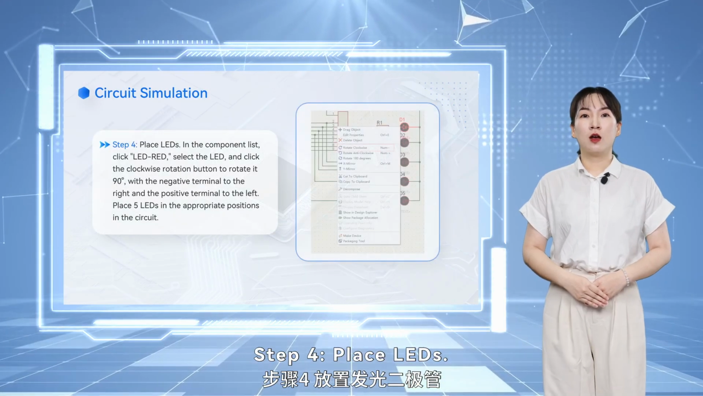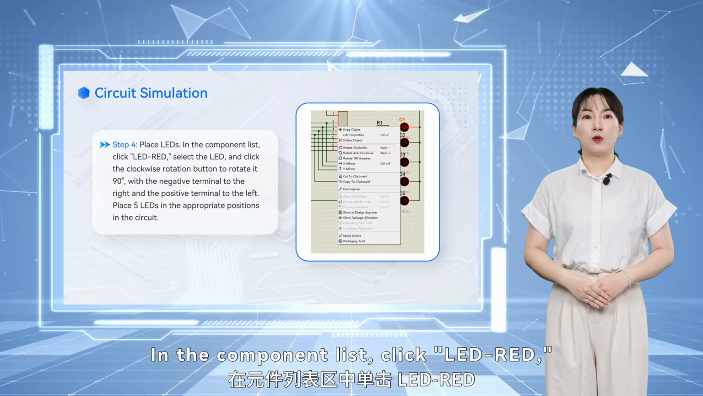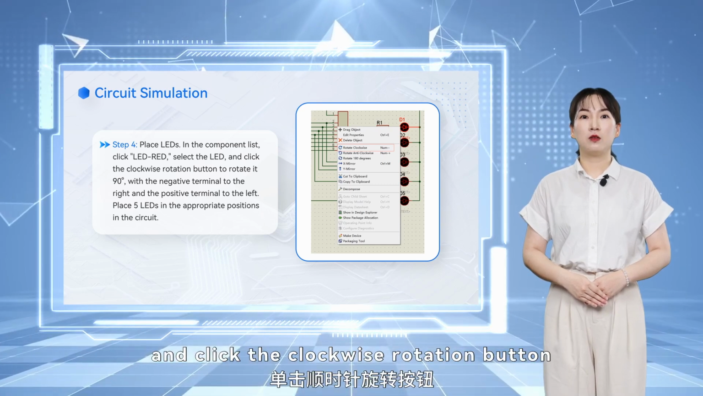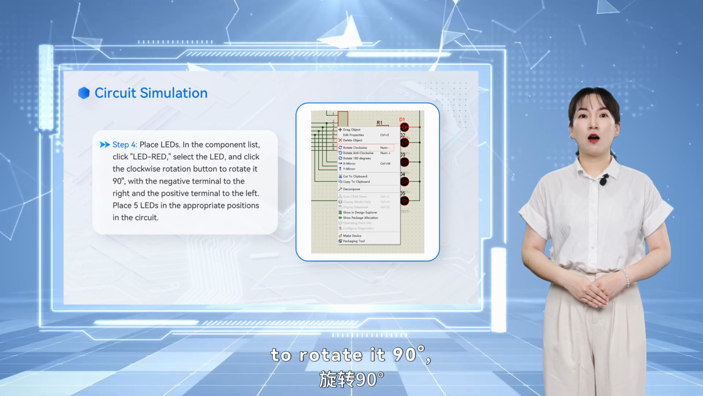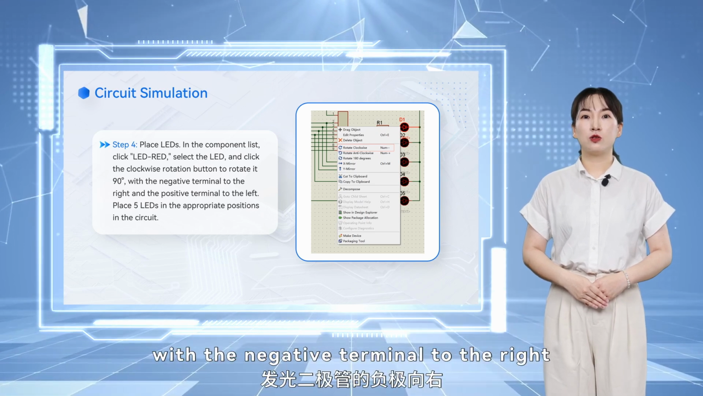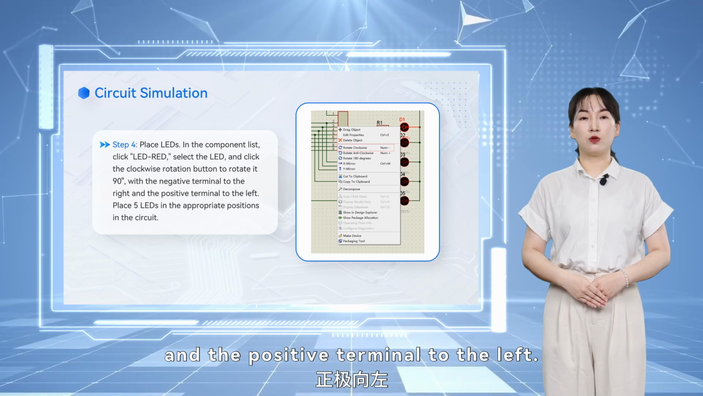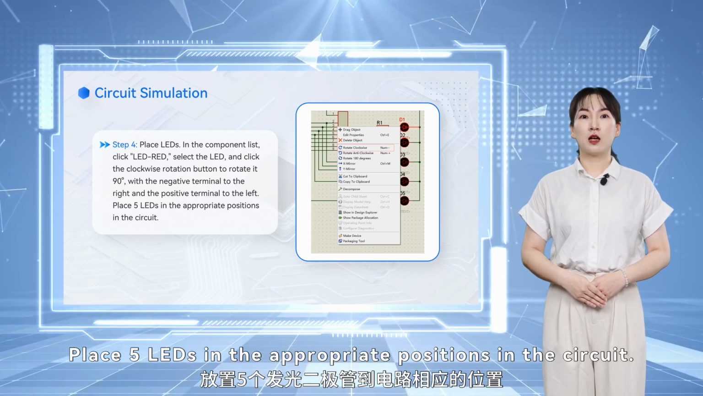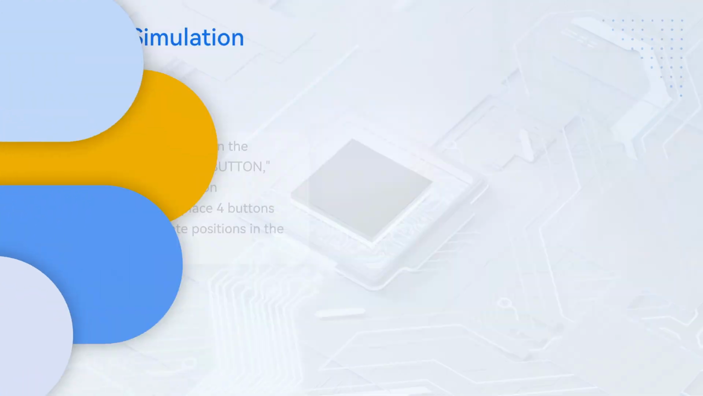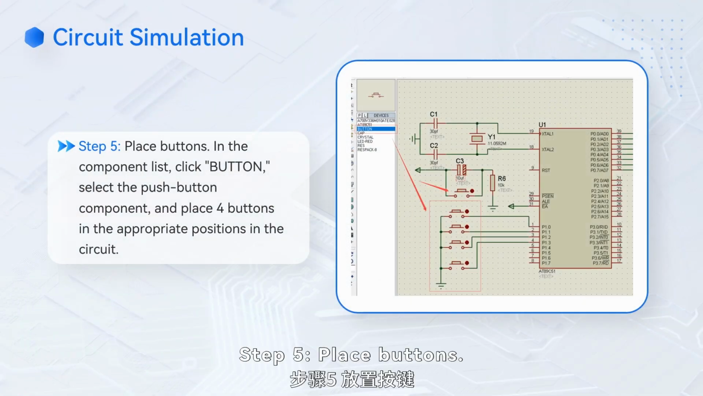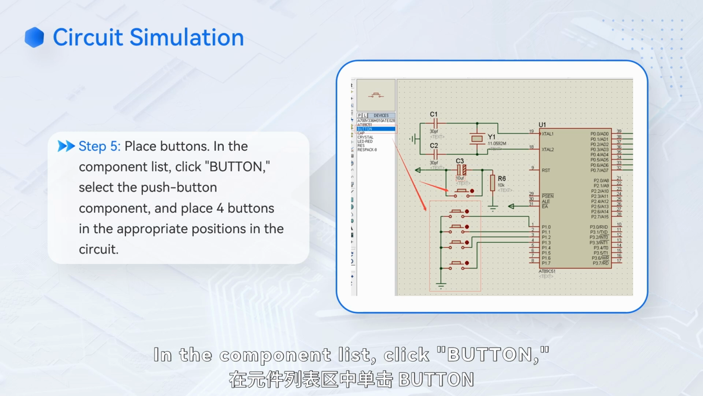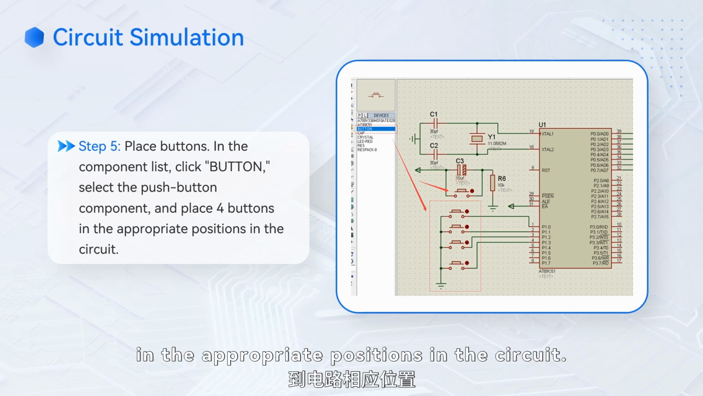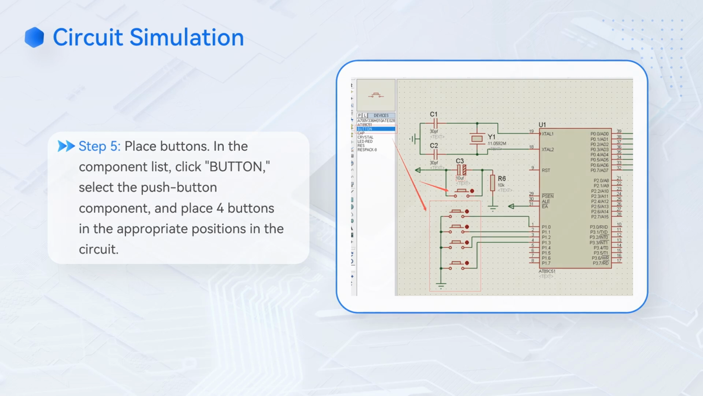Step 4. Place LEDs. In the component list, click LED red, select the LED, and click the clockwise rotation button to rotate it 90 degrees, with the negative terminal to the right and the positive terminal to the left. Place 5 LEDs in the appropriate positions in the circuit. Step 5. Place buttons. In the component list, click Button, select the push button component, and place 4 buttons in the appropriate positions in the circuit.